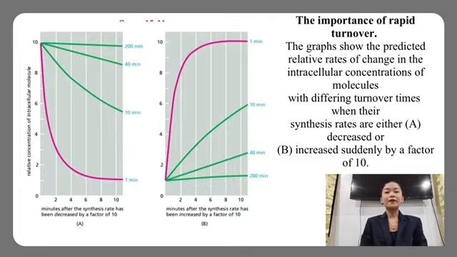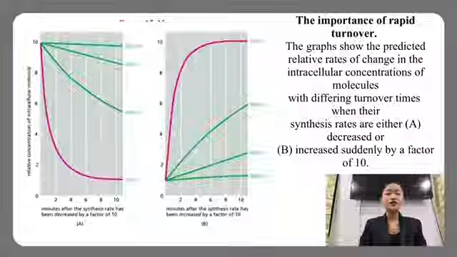The importance of rapid turnover. In graph A, when the synthesis of a molecule slows down, the concentration of that molecule also decreases. The red line shows a molecule that degrades quickly, it drops fast. The green line shows a stable molecule, it changes slowly. In graph B, when synthesis increases, molecules build up. Again, the short-lived molecule, which is the red line, reacts fast, while the long-lived one, which is the green line, responds slowly. This shows that fast turnover lets the cell adjust quickly to new signals.